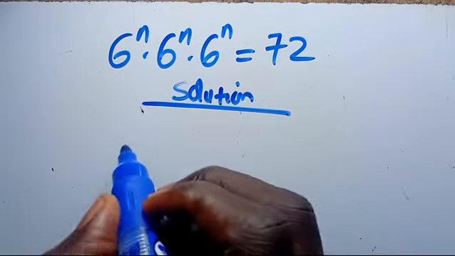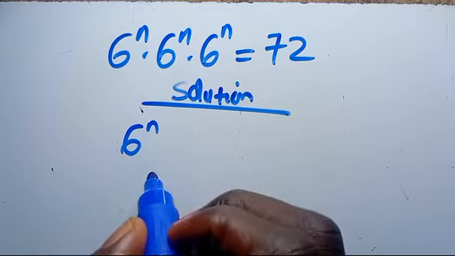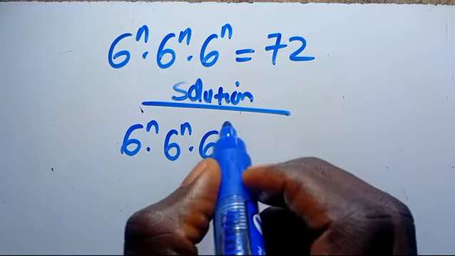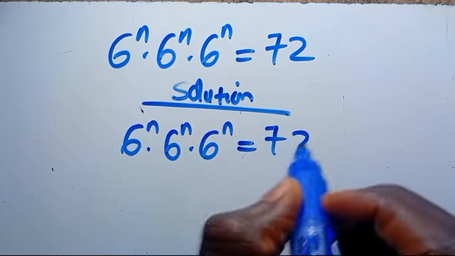Hi, in this video, we want to find the value of n given that you have 6 to the power of n multiplied by 6 to the power of n multiplied by 6 to the power of n equals 72.